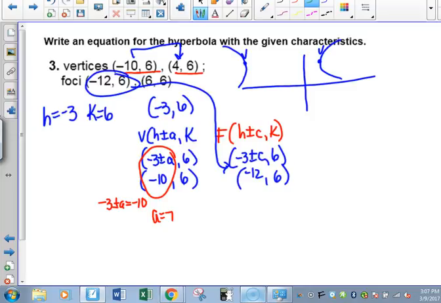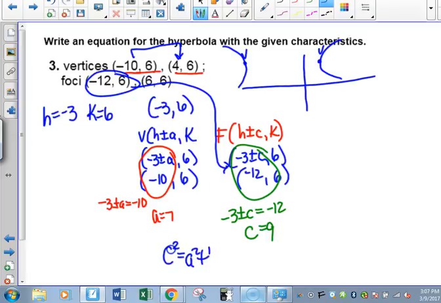You figure out what C has to be. If I set those equal, negative 3 plus C equals negative 12. We get 9. Everybody okay? What do we still have to find? So C squared equals A squared plus B squared. C squared is 81, A squared is 49, plus B squared. We subtract and we get 32. It's an ugly square root, but we don't even have to graph this. All we need is the equation, so we really only need b squared. Okay.